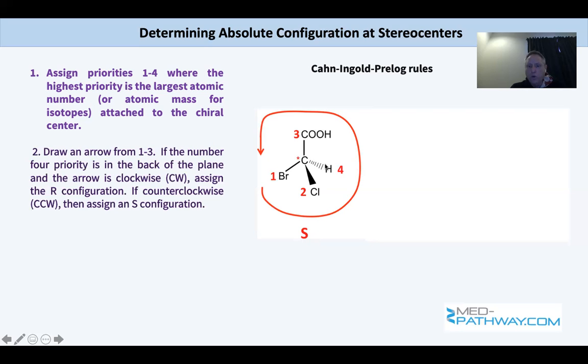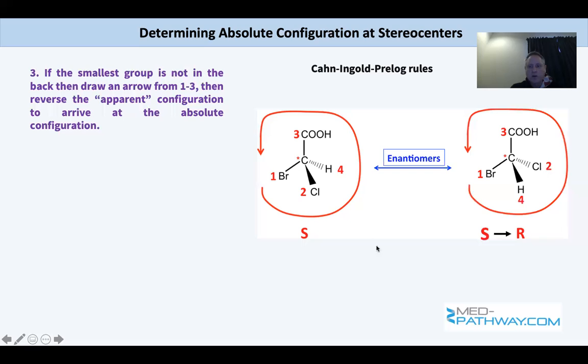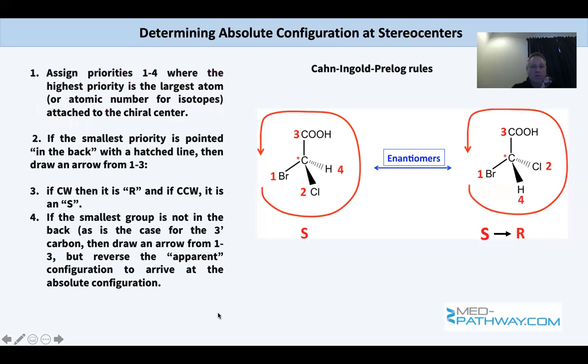If the number 4 group is not in the back, what you do is you just flip it from the S to the R. So what you can do is look at the enantiomer over here and draw your priorities, your 1 through 4. But this time, what do we see? As I mentioned, the number 4 group is a wedge. It's not in the back. As a consequence, it looks like an S, but it's actually going to be an R when you flip it. That's the basic CIP rules application, as we see here.